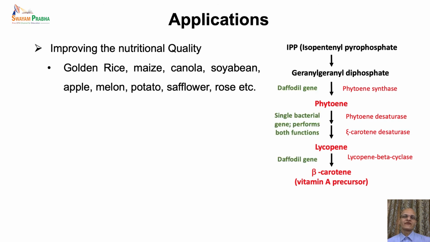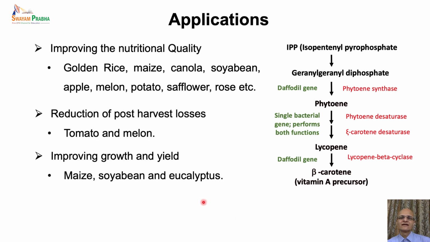So the genes encoding these enzymes from the daffodil and bacteria were transferred to the rice genome through genetic engineering. The expression of these three genes completes the beta carotene synthesis pathway in the rice plant. In the second step, a single enzyme performs the function of both phytoene desaturase and carotene desaturase, and therefore introduction of this enzyme completes the beta carotene pathway in rice. Now, these transgenic plants are able to synthesize beta carotene, and because of this, the color of the rice changes from white to golden, and that's why it is called golden rice.